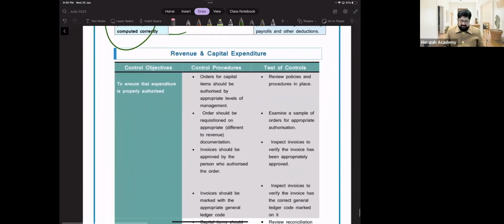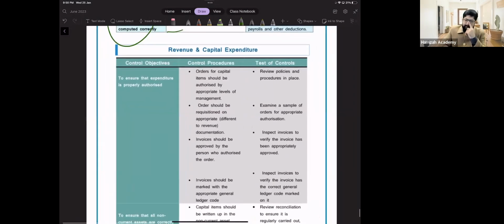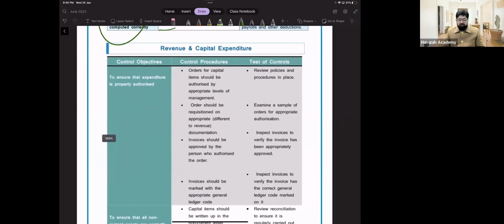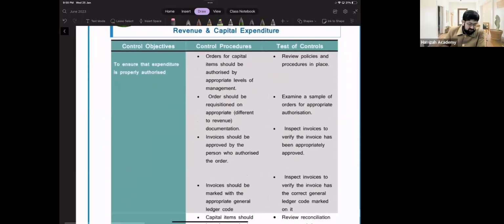The next is revenue and capital expenditure. Capital expenditure. Revenue is routine expenditures. Capital assets have to be purchased. Big investments. So that is not something everyone is authorized to do.